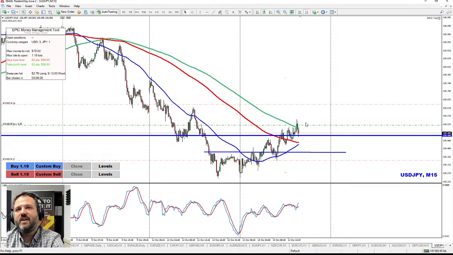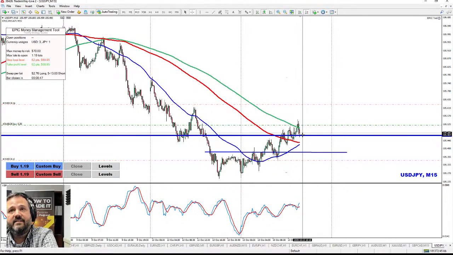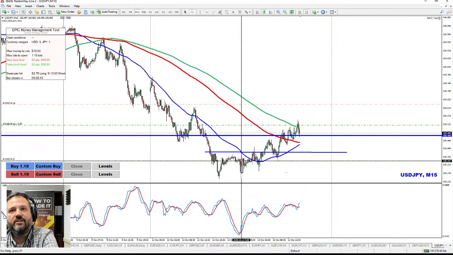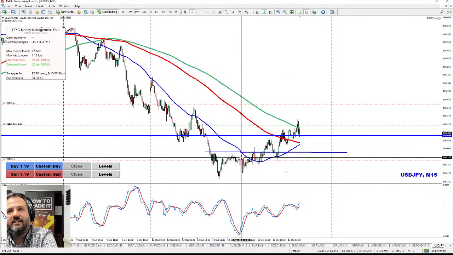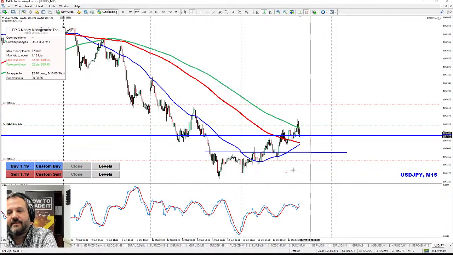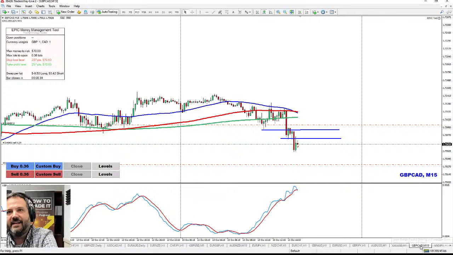So I'm not just randomly taking trades, and I did it pretty quick, right? So John said, hey, the USD yen is turning, and I got in really fast, but that's just because I can see these things pretty good, because I've been doing this a long time. So let's look at my pound CAD.